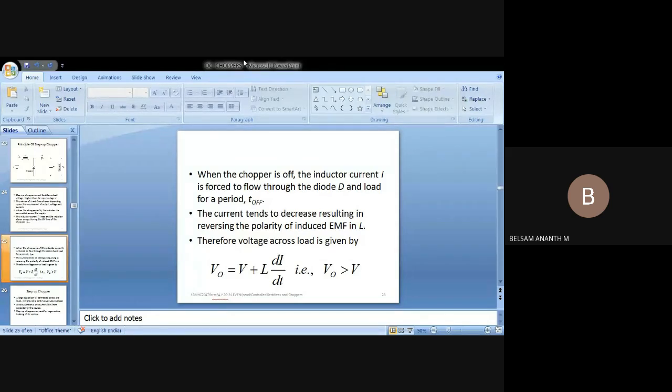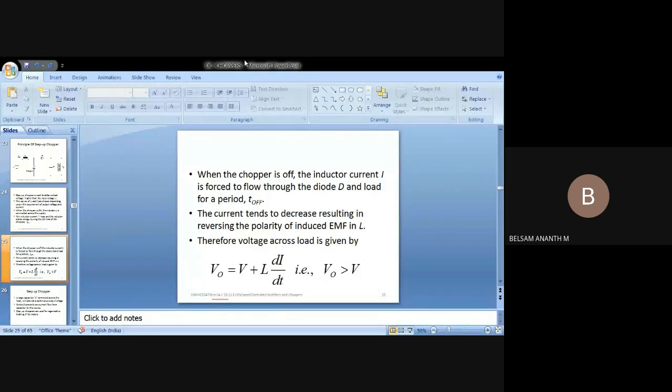Here we are speaking about the law of electromagnetic induction, which says e equals minus d phi by dt. I think you all remember this from school days. The induced EMF is directly proportional to the rate of decrease of flux, or the rate of decrease of current. e equals minus d phi by dt. That's what Faraday's law of electromagnetic induction says.